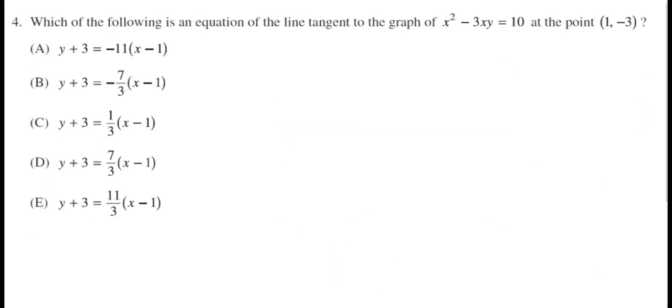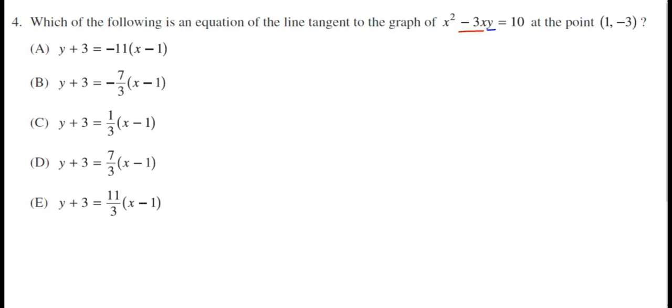Question 4, which of the following is an equation of the line tangent to the graph of x squared minus 3xy equals 10 at the point 1, negative 3? So really I just need to find dy/dx, the slope, because that's the only thing that's different in all of these options. Looking ahead a little bit, you're going to need product rule here. The biggest mistake is dropping that negative. So just think of that as negative 3x times y, and you'll do pretty well.